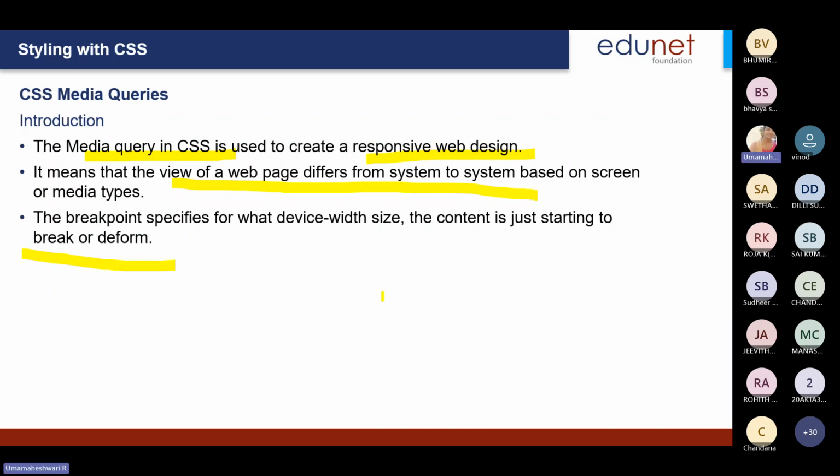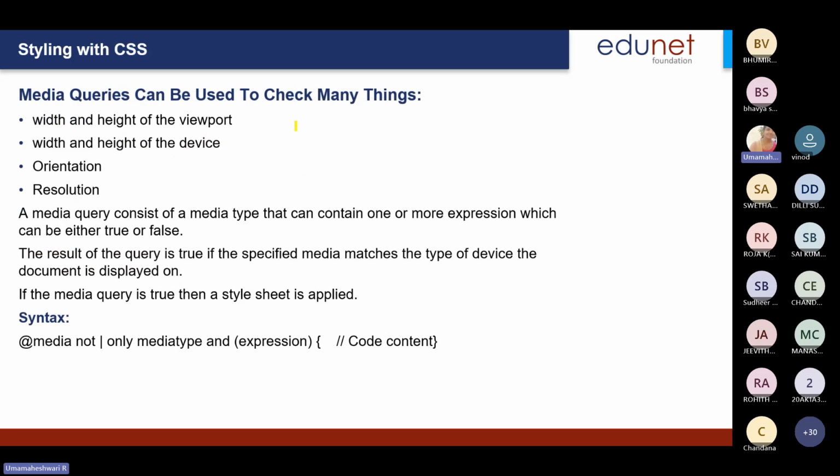Okay, let's see. The media queries can be used to check many things. What are the things? We need to check the height of the viewport, and we need to check the height of the device. So viewport means from this point to this point. That is going to be the viewport. Devices like mobile or laptop.